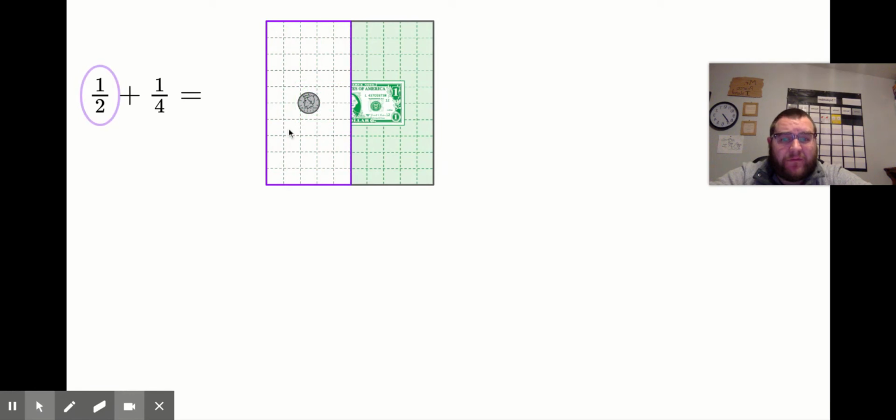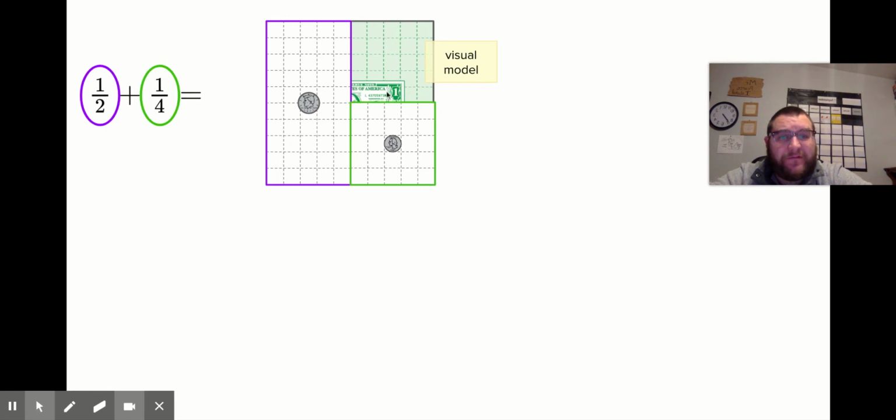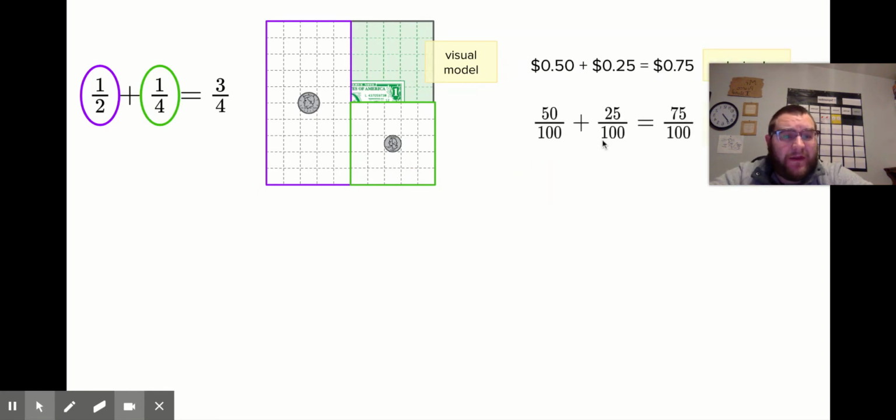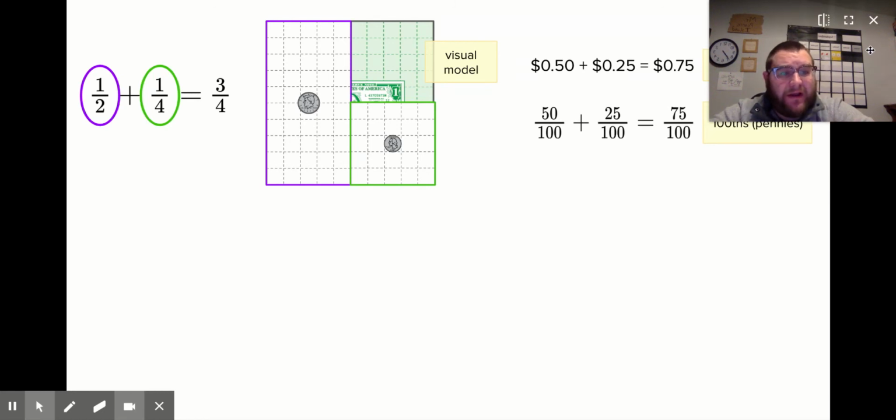And we know that that counts for 50 cents, or 50 over 100, we learned. And then you have a quarter here, so you could cover that with a quarter. And we know that that stands for 25 cents, or 25 out of 100. And when you look at it this way, you see that these both have the same bottom number now. This is called a denominator, and they have the same denominator now. So when you look at it this way, they've got 50 over 100 and 25 over 100.